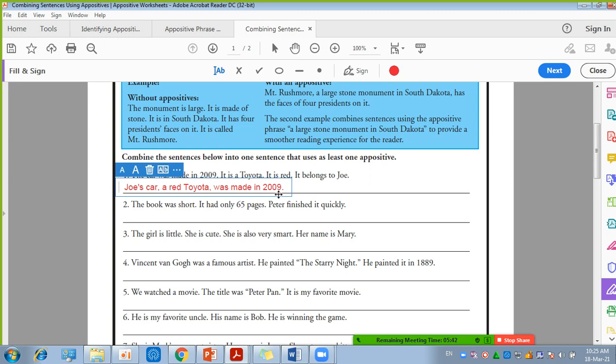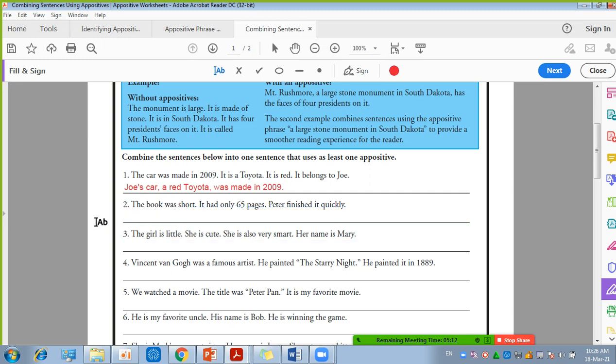When you say Joe's car, a 2009 Toyota is red. Now the non-essential is the 2009 Toyota. This is the non-essential, and the important information that it is red. It will also stay still a correct answer. What's important is that you have formed now one sentence from three sentences. You join them together using the appositive phrase. Let's go to another example.